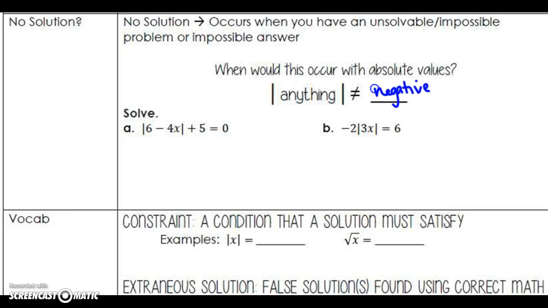Negative anything, negative number. Remember that? So absolute value is distance, and distance is never negative. Even if you think you're going backwards, you're still walking a certain amount of distance there. It's just a different direction. So let's take a look at this one.